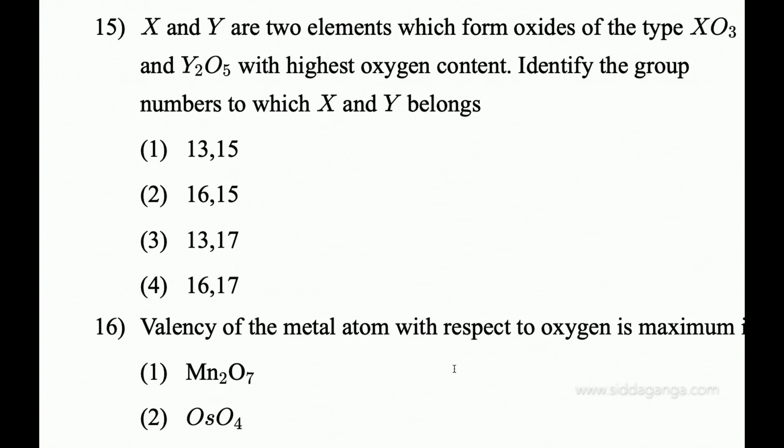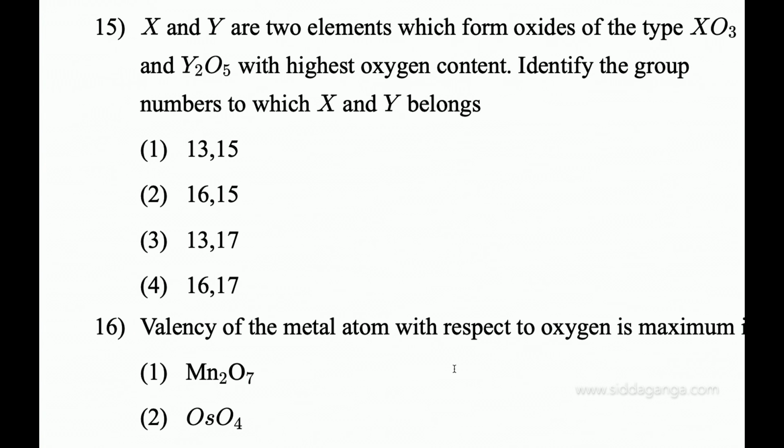Question number 15, X and Y are the two elements which form oxides of the type XO3 and Y2O5. One is trioxide, another one is pentoxide, with highest oxygen content. Identify the group numbers to which X and Y belong.